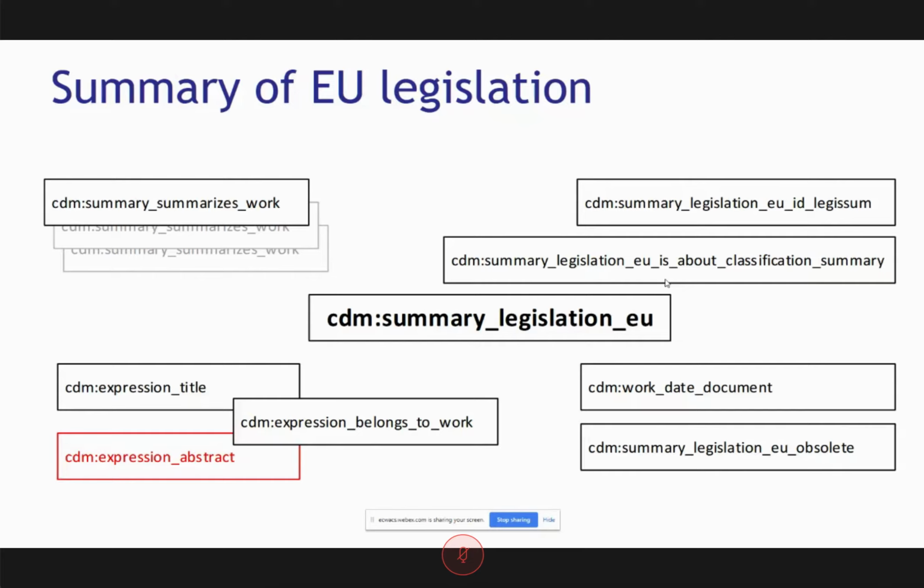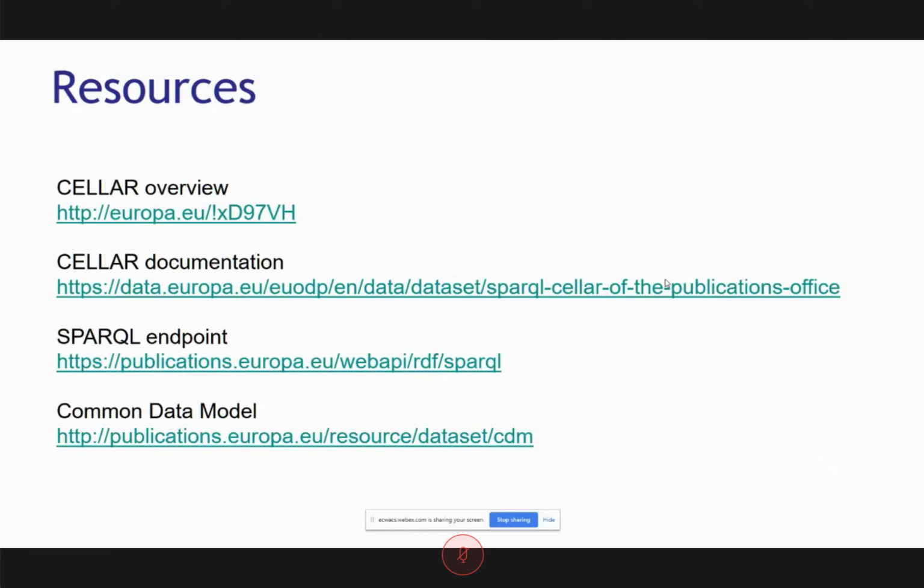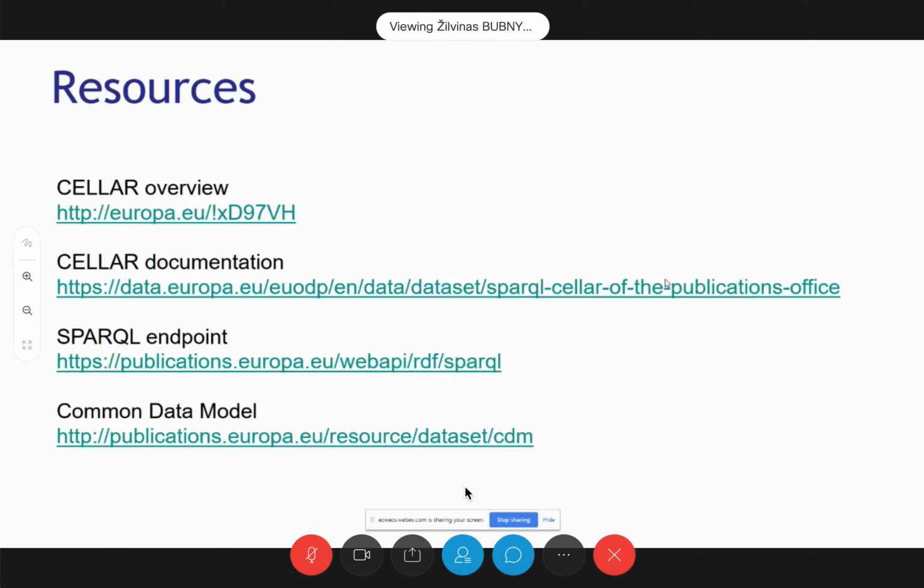So basically, this is what I wanted to present as regards the specific metadata for summaries and consolidation. And this is a list of additional resources where you can find a description of this metadata, how to access it and how to exploit it. It was mentioned already before about the Sparkle endpoint and how Sparkle queries can be built. So all this metadata, which I described before, can be exploited in Sparkle queries. Thank you for attention. And if you have any questions, feel free to write them.